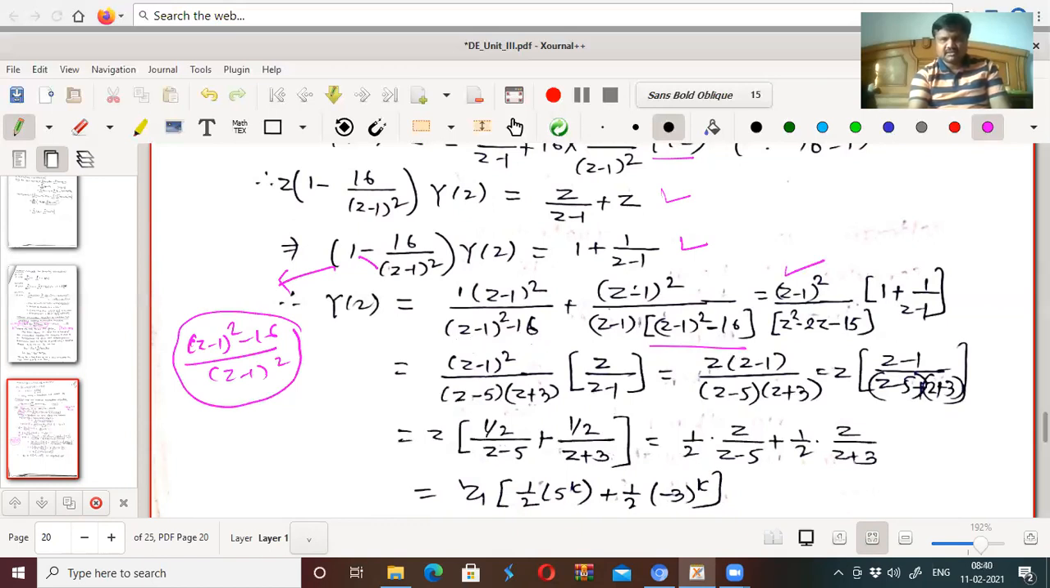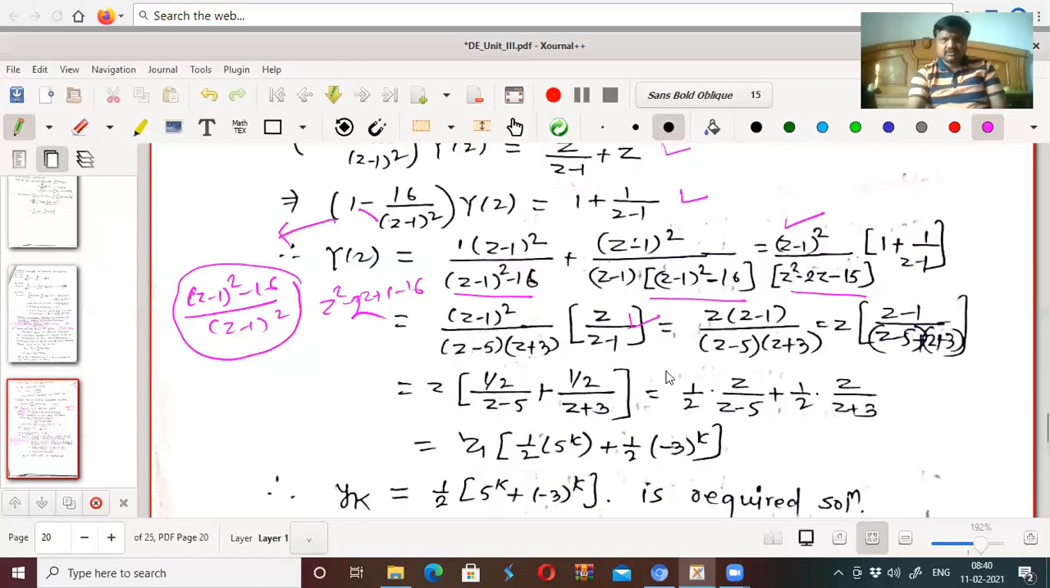That can also be written as z square minus 2z plus 1 minus 16, which is equal to z square minus 2z minus 15. So that is here in the bracket. Now we get 1 plus 1 upon z minus 1. That is (z minus 1) square upon, this can be written as (z minus 5) into (z plus 3) in bracket. Now cross multiplication, z minus 1 plus 1 upon z minus 1, that is only z upon z minus 1.